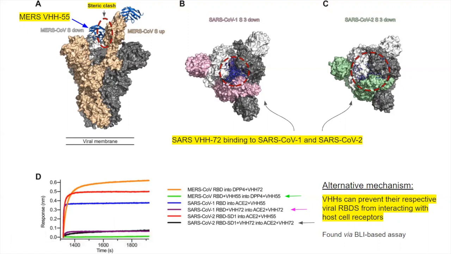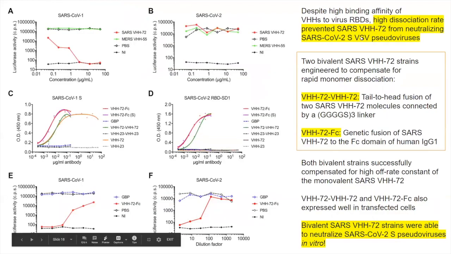So this would seem like VHH is a very good treatment option in general by itself, but there is a complication, which is that, as I said earlier, despite the high binding affinity of VHHs to the virus RBDs, there's actually a higher dissociation rate in CoV-2 compared to CoV-1, which prevented the VHH72 from neutralizing the virus successfully. So in other words, the viruses had VHH fall off too quickly for them to be neutralized.